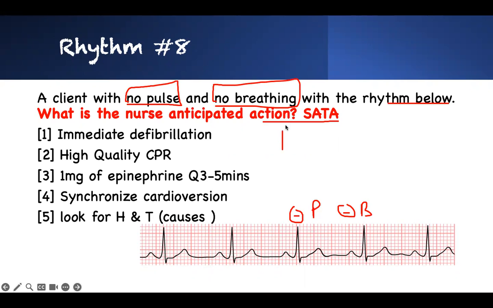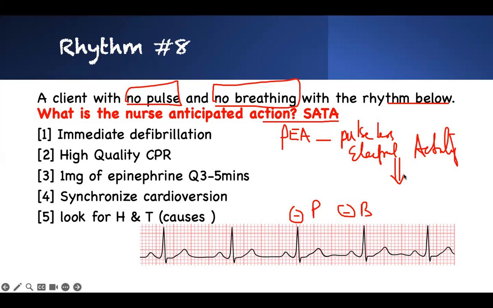This is what we call PEA. It's pulseless electrical activity. Guess what? The heart is trying to show you that it's pumping, but there's no blood flow. That's why the patient has no pulse and they're not breathing. So this is like a fake EKG. You have a signal, but the heart is flat. It's not doing anything. When you see PEA, it's treated the same as asystole.